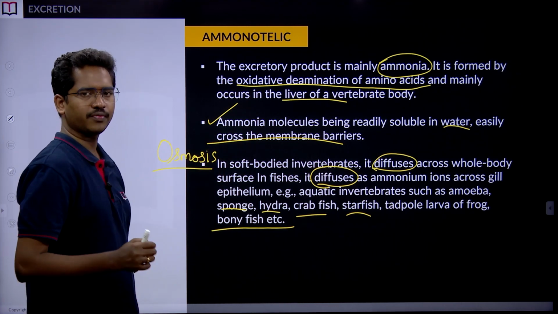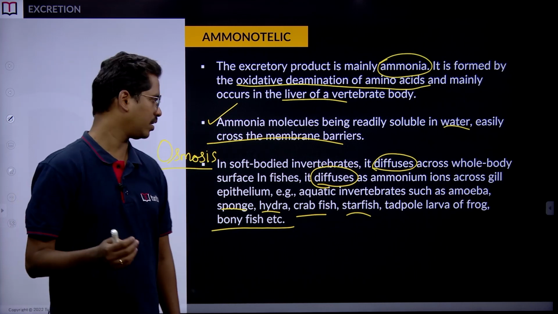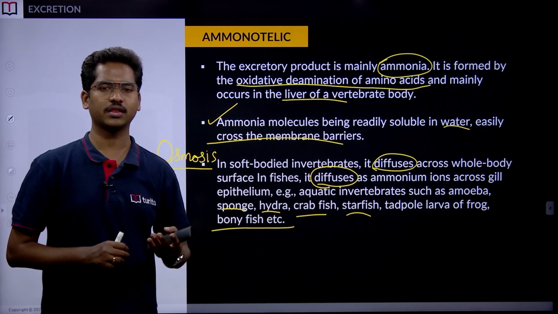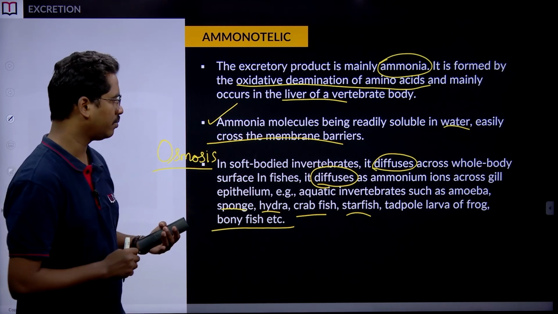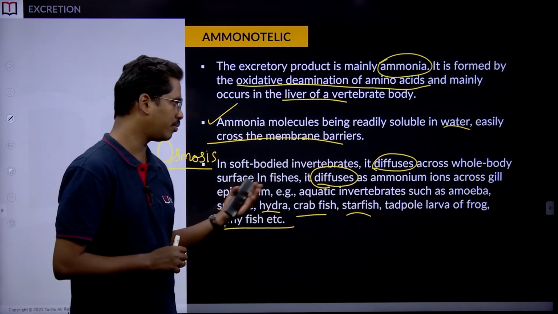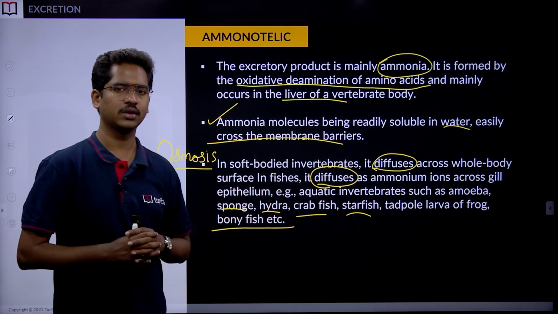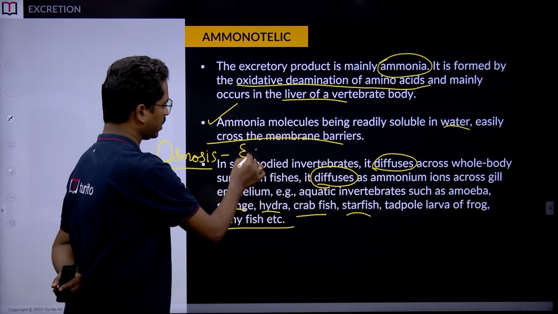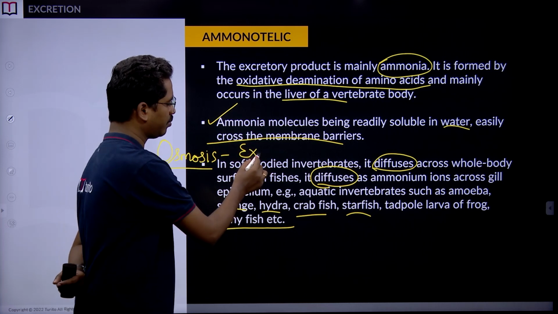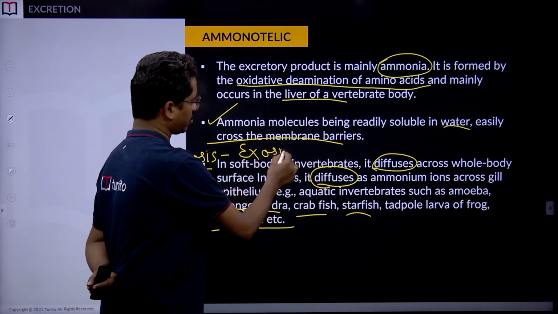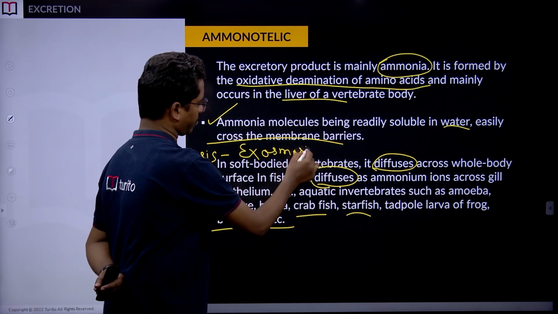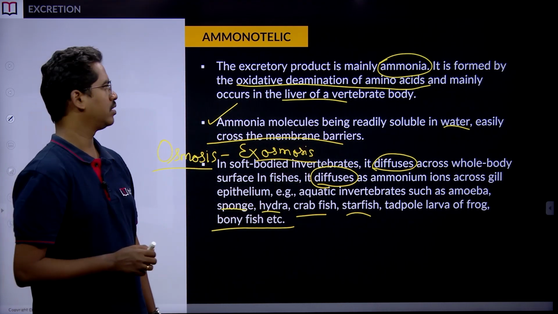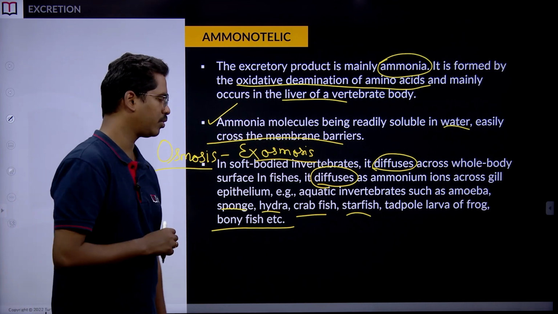Through the process of osmosis, we see that these soft bodied invertebrates, that means those organisms having no vertebral column, give out the ammonium ions or the waste from their skin. So, this is osmosis. Specifically, they perform the process with the help of exosmosis. This you might have heard in the previous session. So, that is all about ammonotelic organisms.